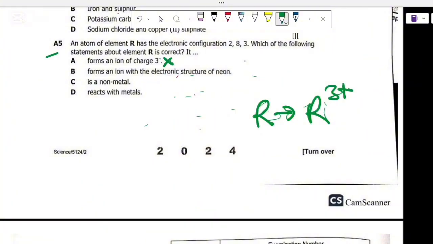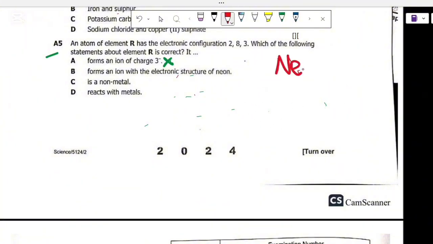Option B says R forms an ion with the electronic structure of neon. Now, what does that mean? Remember neon, I just wrote it. Neon has the electronic configuration of 2, 8. So, do you think it is true that this R forms an ion with the electronic structure of neon? It's not talking about it being an atom, but it forms an ion, and that ion is going to have the same electronic configuration as this. So let's go and test that.